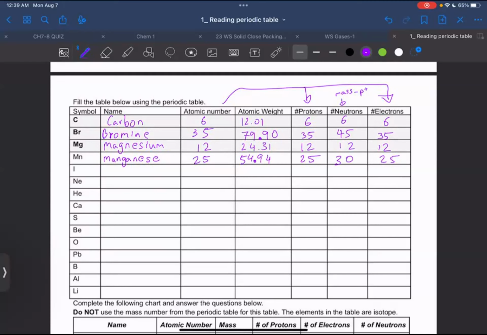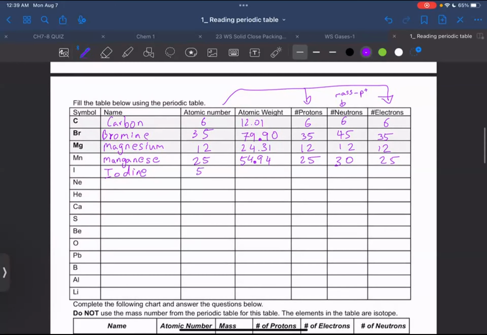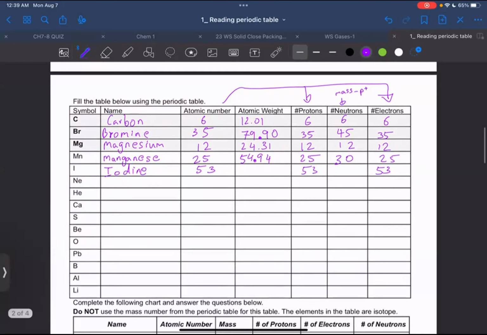All right, I is iodine. 53. So 53, and the mass is 126.90, which means 127 minus 53. So we'll get 74.